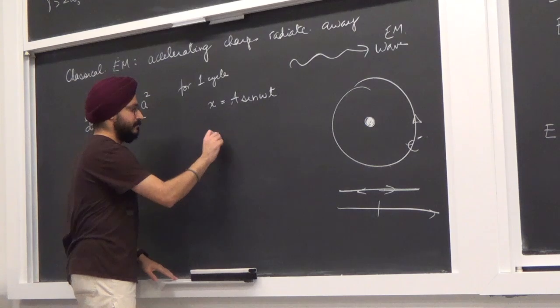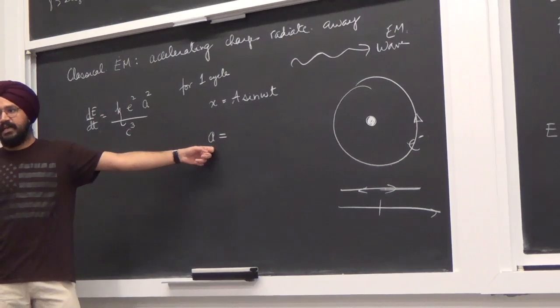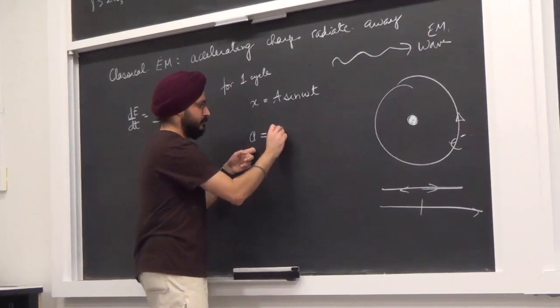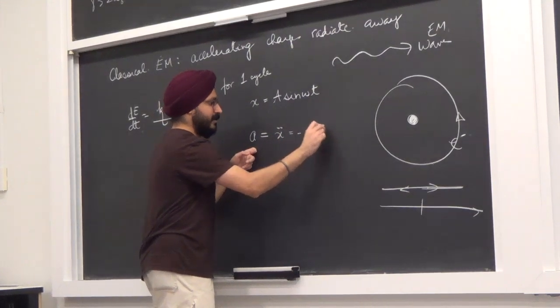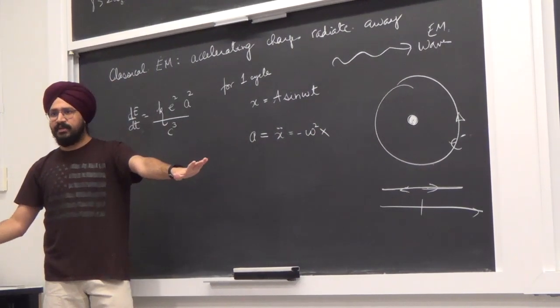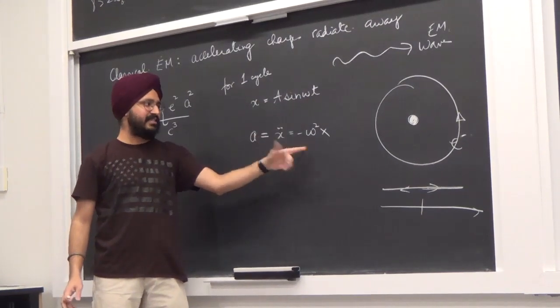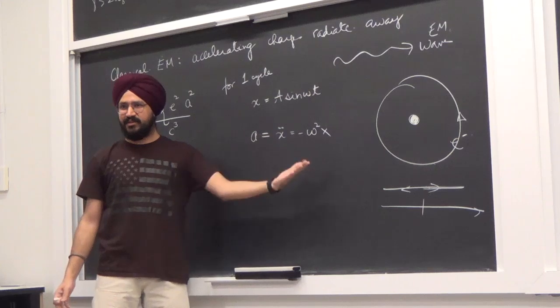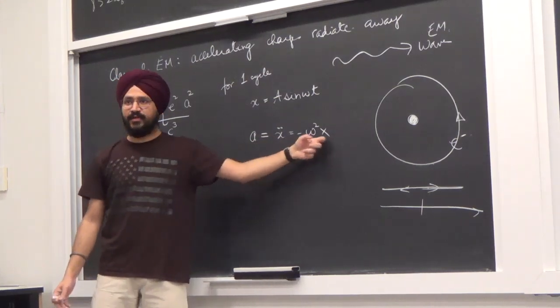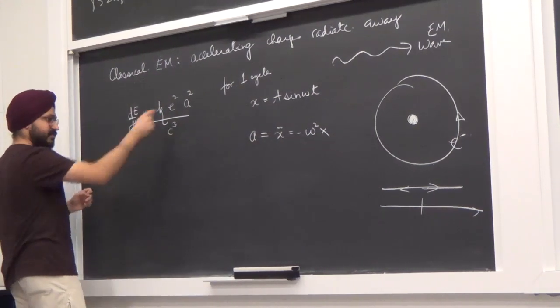What's A? x double dot, minus omega squared x. Simple harmonic motion, right? Differentiate twice, get two factors of omega out with a minus sign. That's what we've been doing so far. So A is minus omega squared x. I can plug this back here.